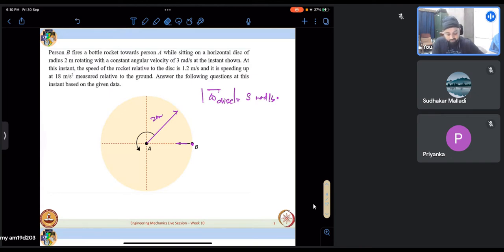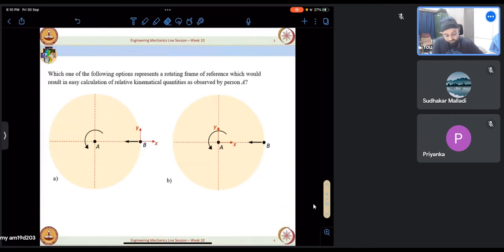Answer the following questions at the instant based on the given data. Which one of these two options represents a rotating frame of reference which would result in easy calculation of kinematical quantities as observed by person A, is what is asked. Since there are two, you can just take a poll. You can just type the answer in the chat box. Which one do you think would result in easy kinematical quantities?